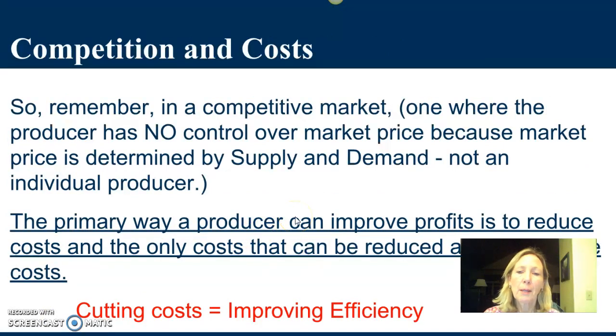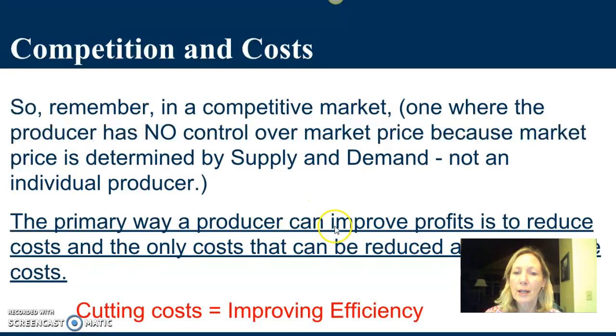So remember, in a competitive market, the producer has no control over market price. Think about a dairy farmer. A dairyman does not set the price of milk. Milk prices are determined by supply and demand. Almost all agriculture prices are determined by supply and demand. Consumers create demand, producers create supply. The interaction of those two creates market price. You learned that in chapter 4.